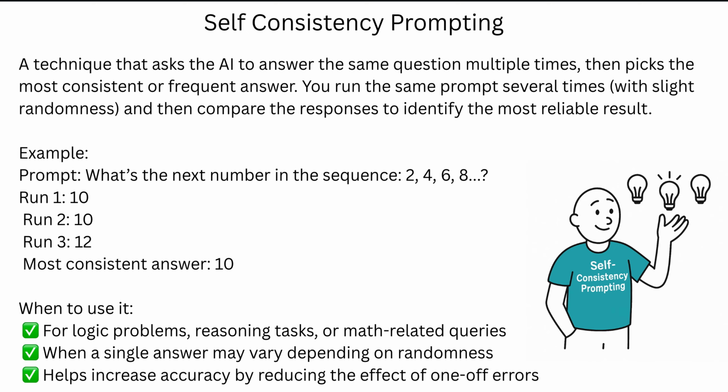So let's say you ask, what is the next number in the sequence 2468? One time the model is going to say 10, another time it's going to say 10 again, and maybe suddenly it will just say 12, right? So by running it a few times, you can spot which answer is most consistent, and that gives you more confidence that it's the right one. All right, this is really helpful when the question involves math or logic or multiple step reasoning, right? And you want to reduce errors. You don't want your model to make mistakes, or you don't want weird answers. So you can use the self-consistency prompting.